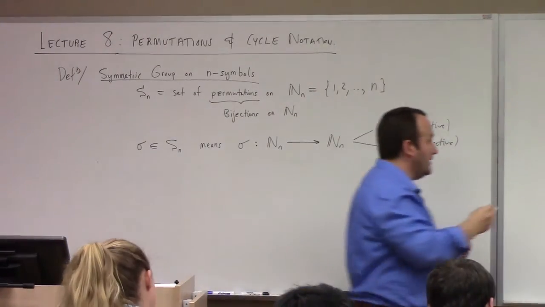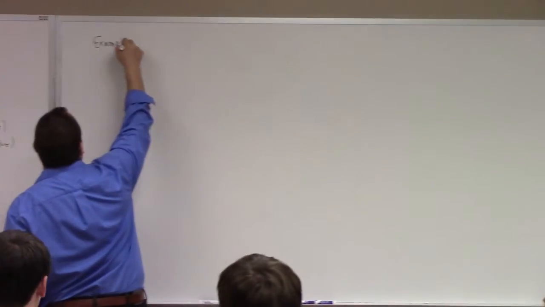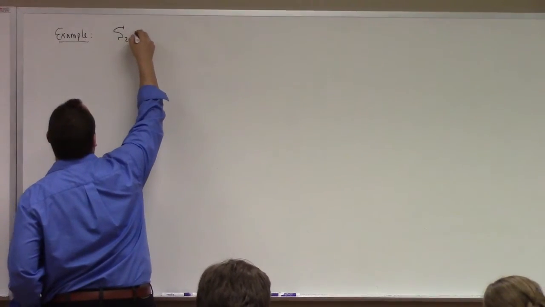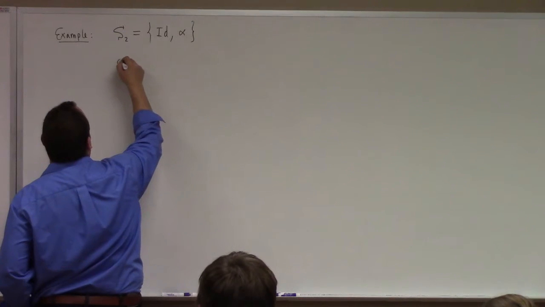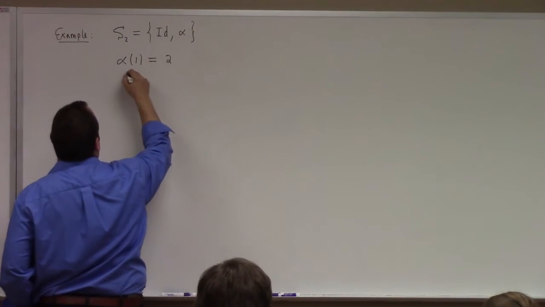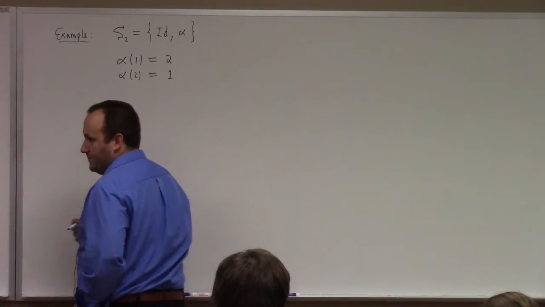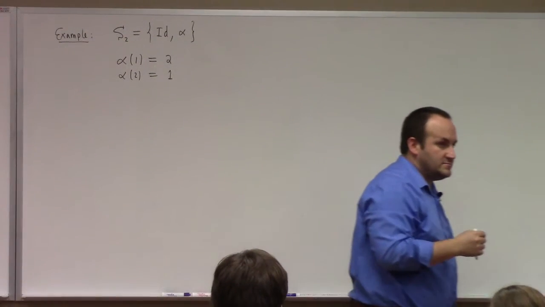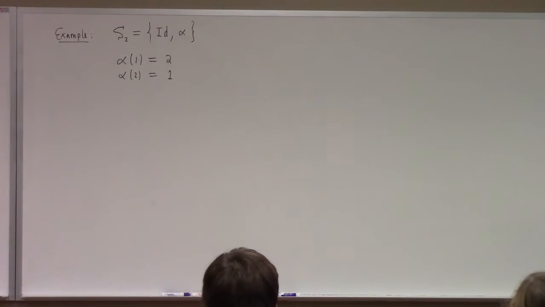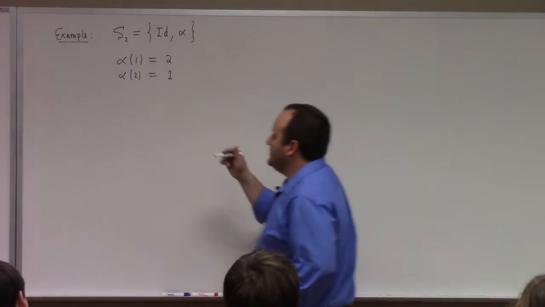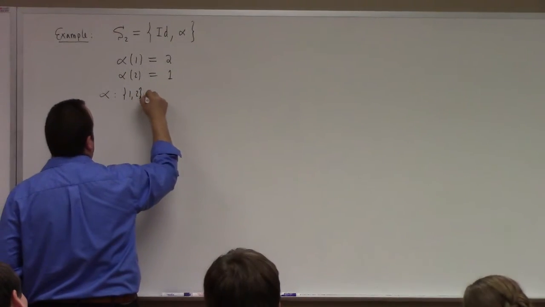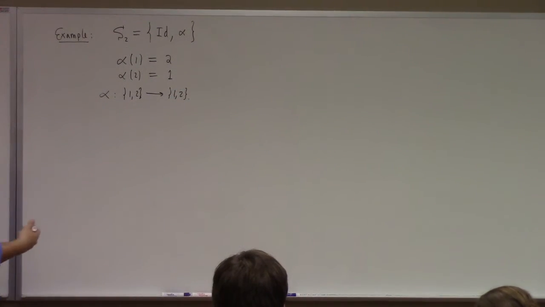So, for example, I'll start out really simple. S2, right? There's just two things in here. Basically, you got the identity, and you got alpha. So, alpha of 1 is equal to 2, and alpha of 2 is equal to 1. So there's just two things that defines alpha. So is alpha a bijection? Well, yeah. You can actually see it's 1 to 1. You can see it's onto, right? It's certainly a mapping from the set 1, 2 to the set 1, 2, all right? So it's indeed a function which is 1 to 1 and onto from 1, 2 to 1, 2. It's a permutation.